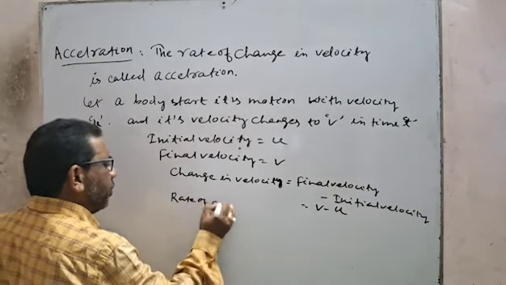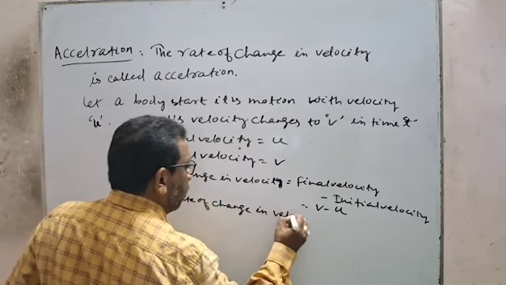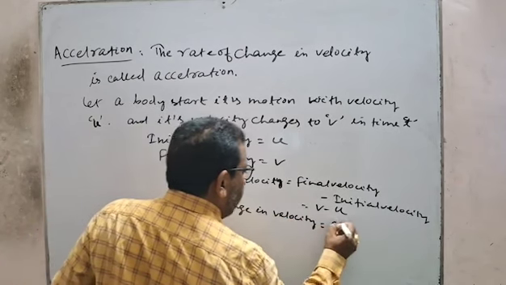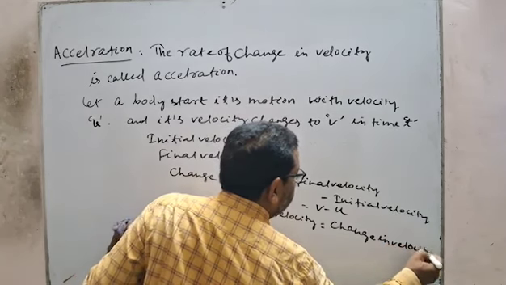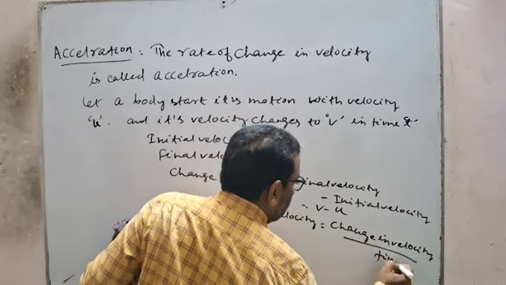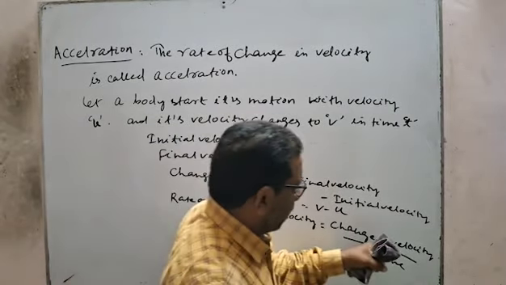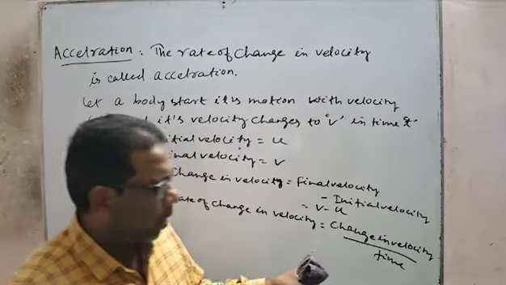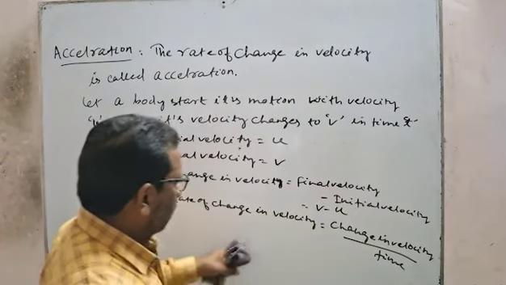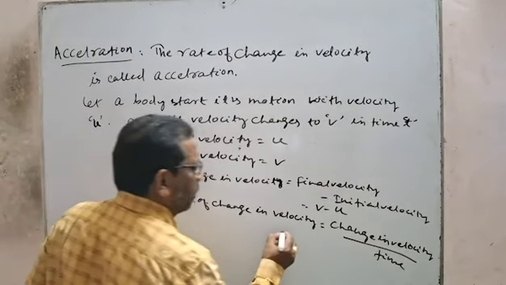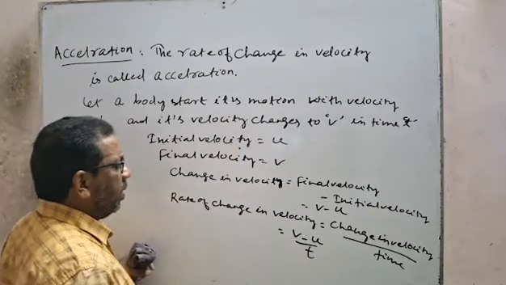Now, rate of change in velocity means change in velocity by time. Rate of change in velocity means how much velocity changes in a unit time. In unit time, what is the change in velocity? That is the rate of change in velocity. Change in velocity we get v minus u, in time t.